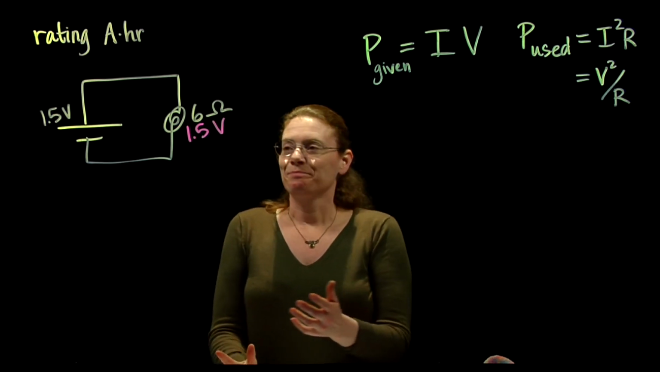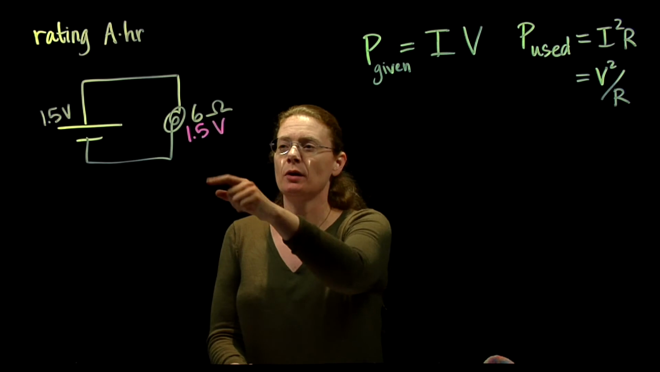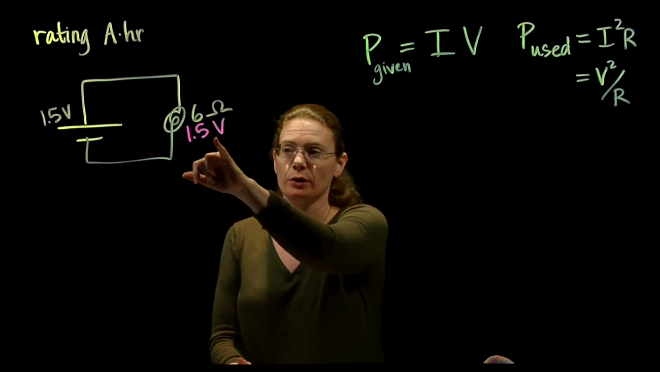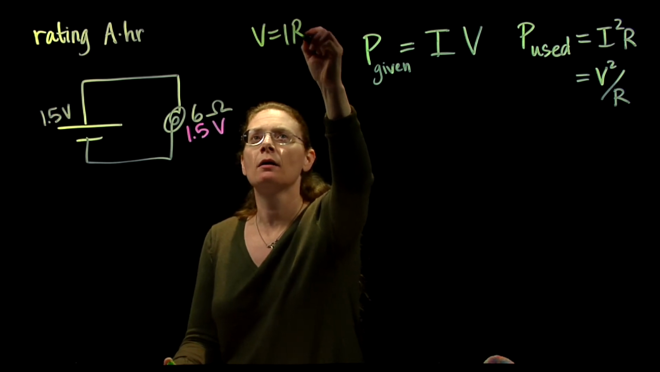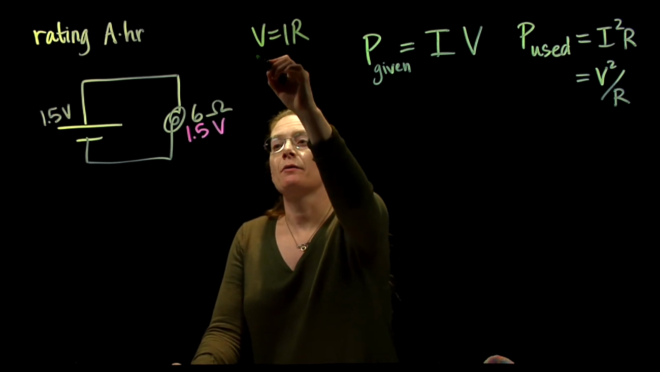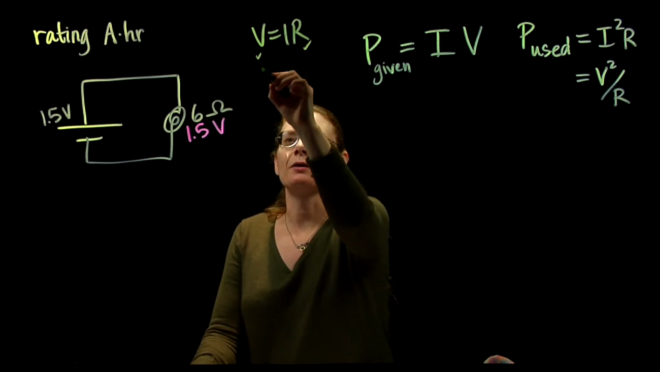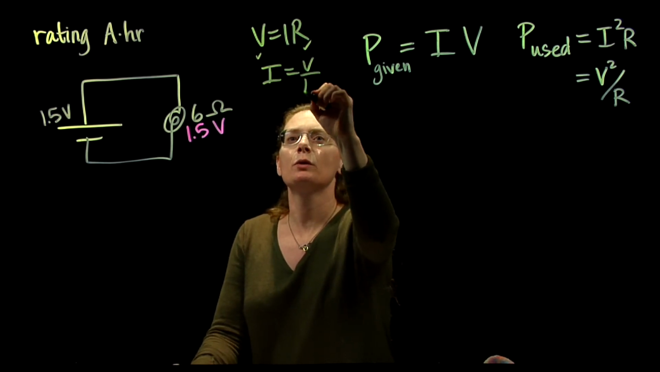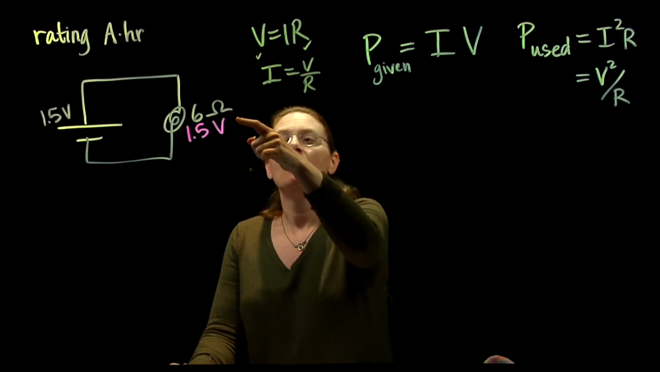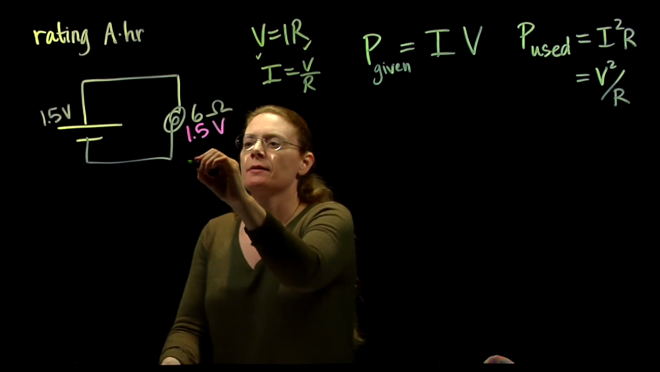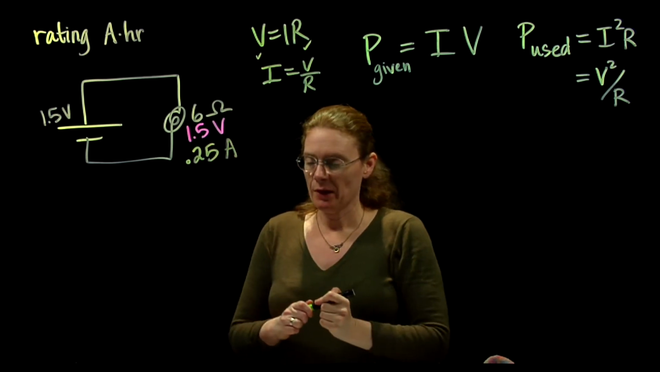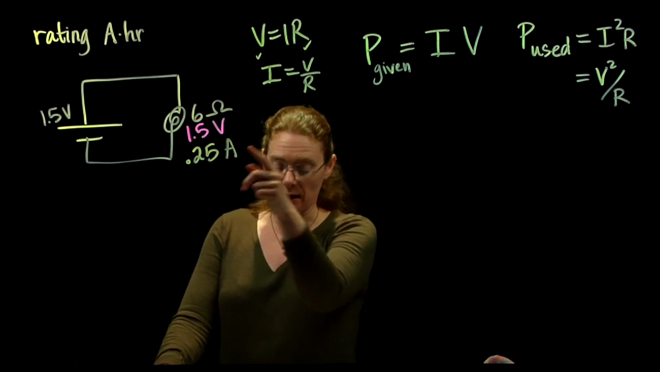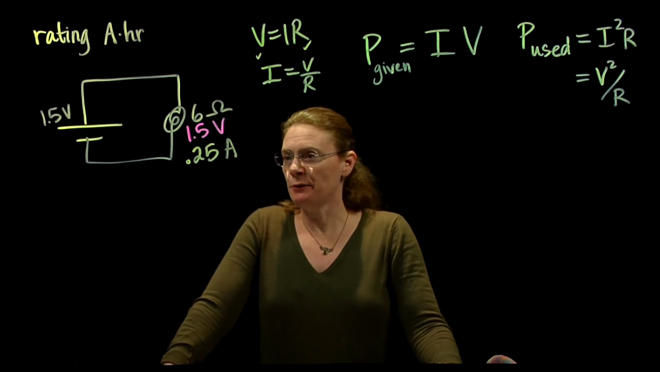What else can I find out? Well, if I know the ohms, the resistance, and the volts, the voltage, I can use Ohm's law, V equals IR, to figure out, let's see, I have that one and that one, I can get the current. So current is volts over resistance, so 1.5 divided by 6, that's going to give me 1/4 of an amp. So I now know my current in amps is 0.25.